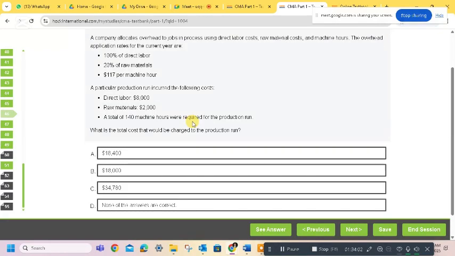Let's try this one. What is the cost that would be charged to the production run? A company allocates overheads to jobs in process using direct labor cost, raw material cost, machine hours. It uses all three: 100% of direct labor cost, 20% of raw material cost, 117 per machine hour. A particular production run incurred the following costs. What is the total cost that would be charged to the production run?